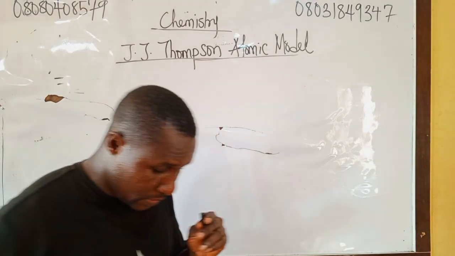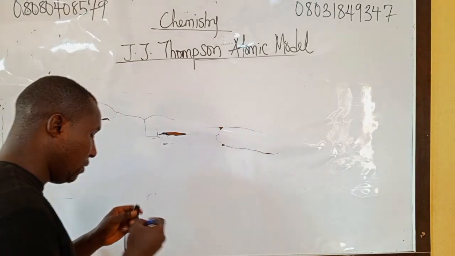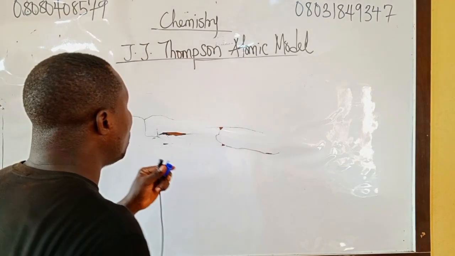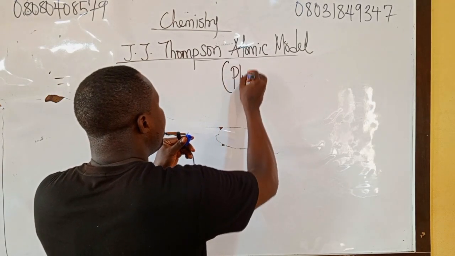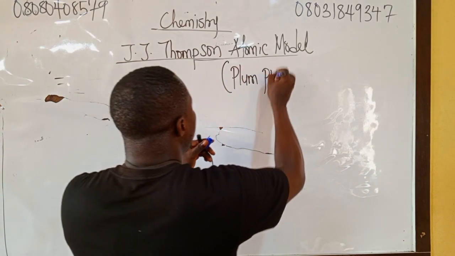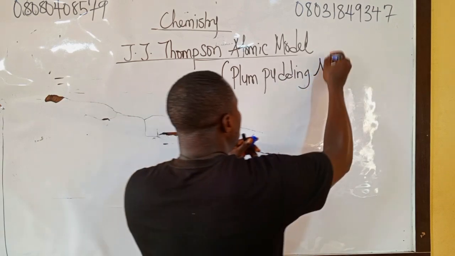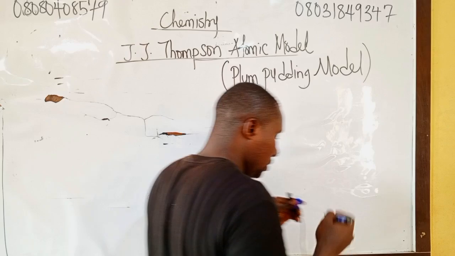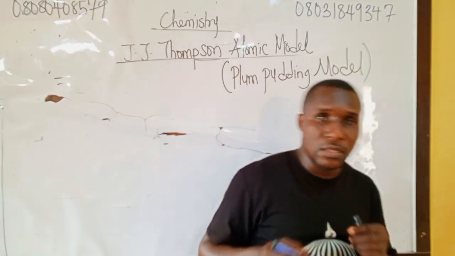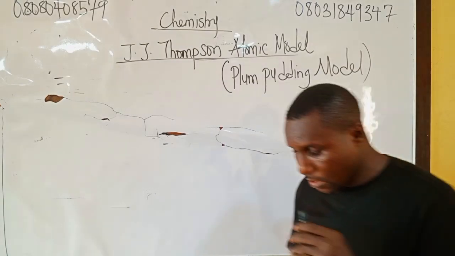In this video, let us look at J.J. Thomson atomic model. J.J. Thomson atomic model is also known as what? Plum Pudding model. Please take note of this. J.J. Thomson atomic model is also called Plum Pudding model.